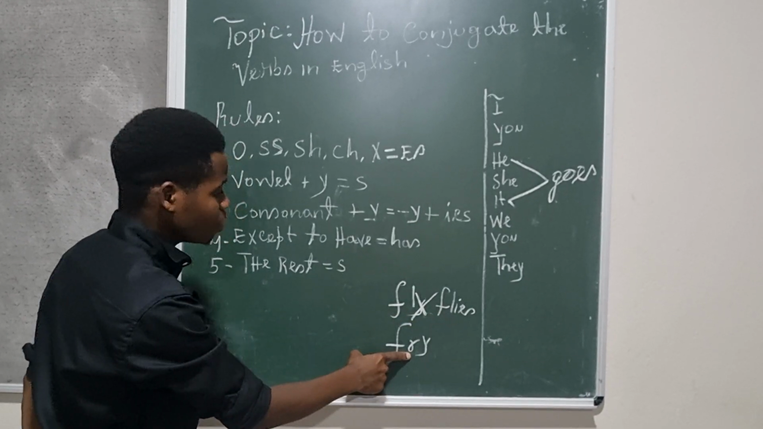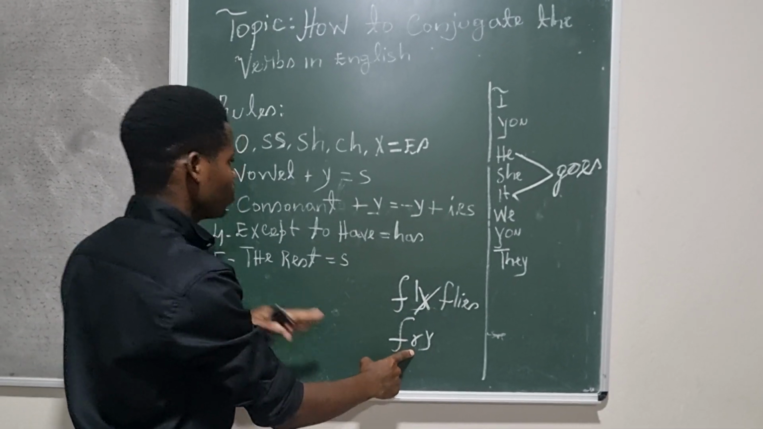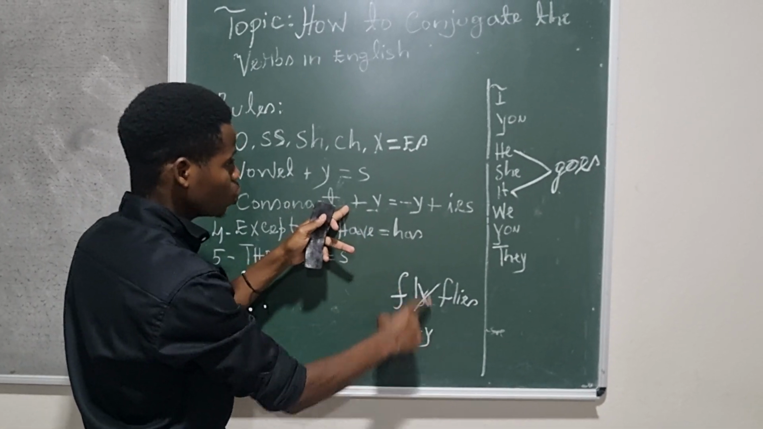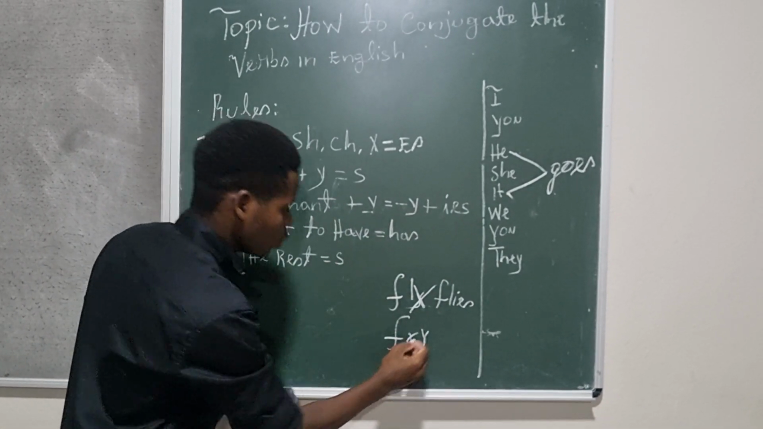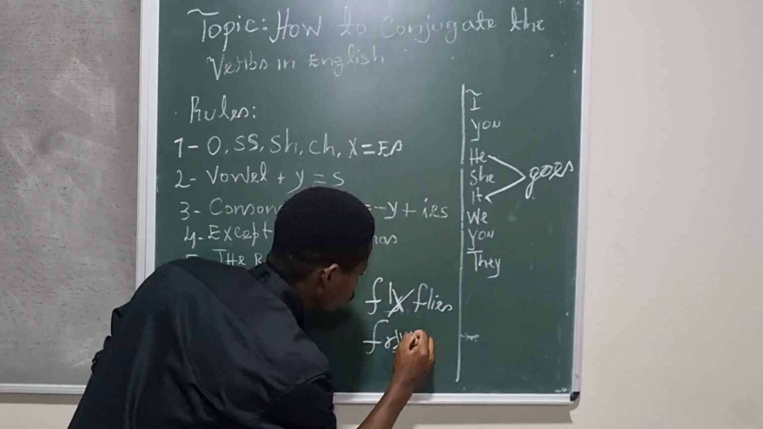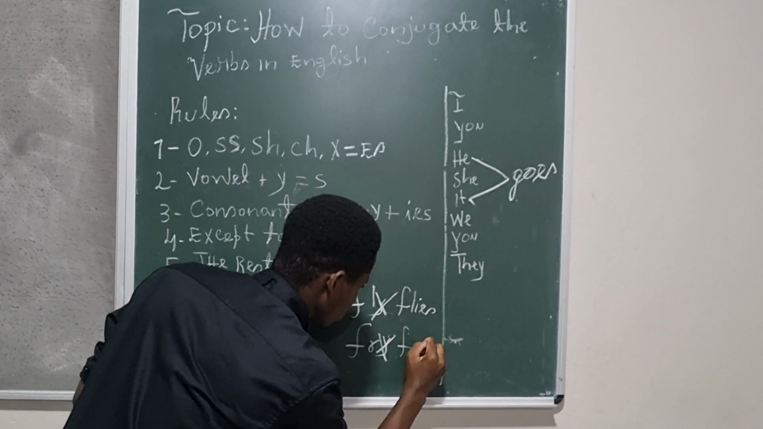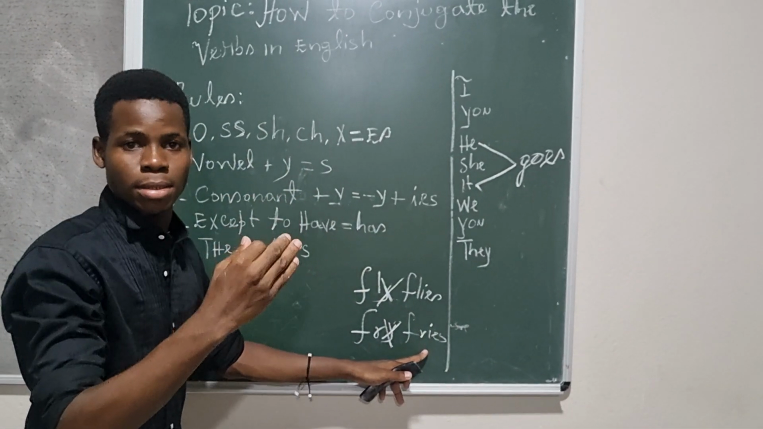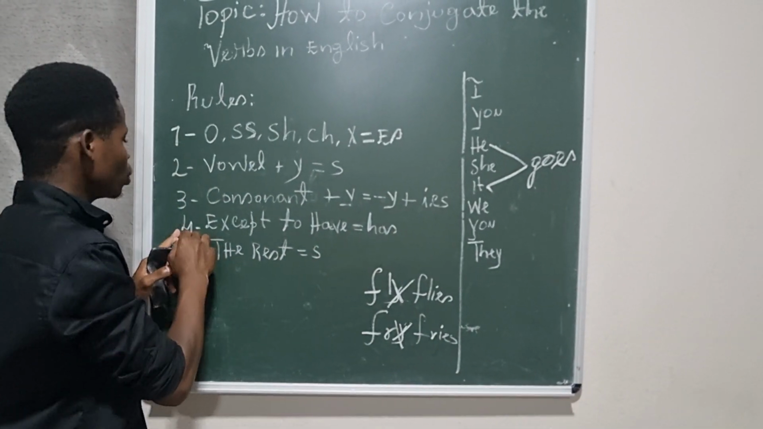Okay. Another verb here. The verb to fry. We have consonant plus y, we are going to do the same thing here. We will cut this. Then we will put ies. It will be fries. Okay? Let's go to rule number 4.